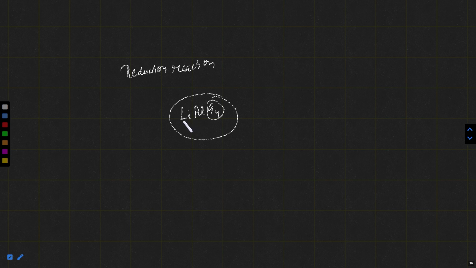Now, in contrast to this, we can use one more reagent which does not work on your aldehyde or ketone, but it works on this carboxylic acid, and the reason behind it is because this species is electron deficient. That is the first point. This is called borane, BH3. So if you don't want to use LiAlH4, you can use this BH3.